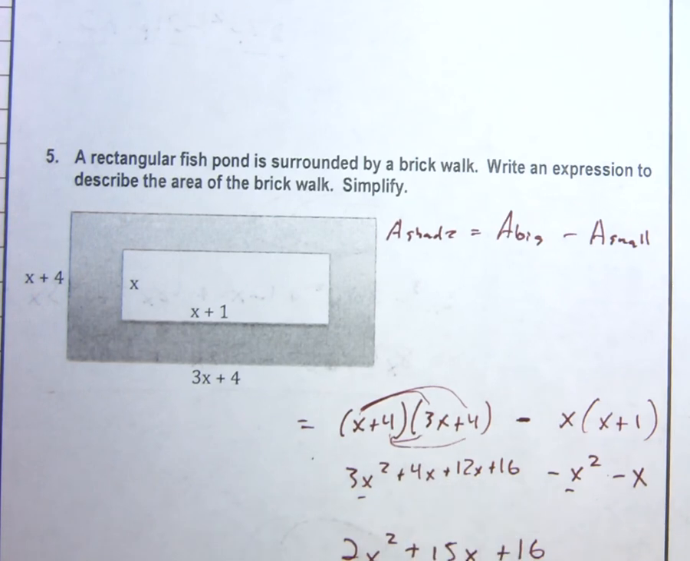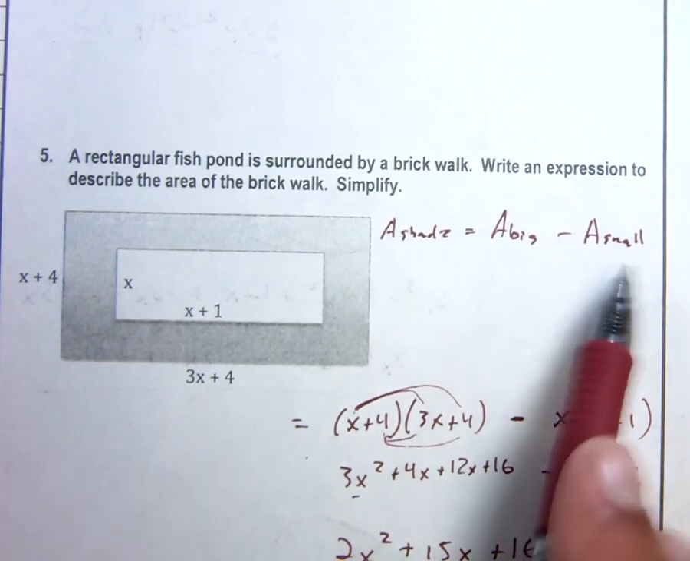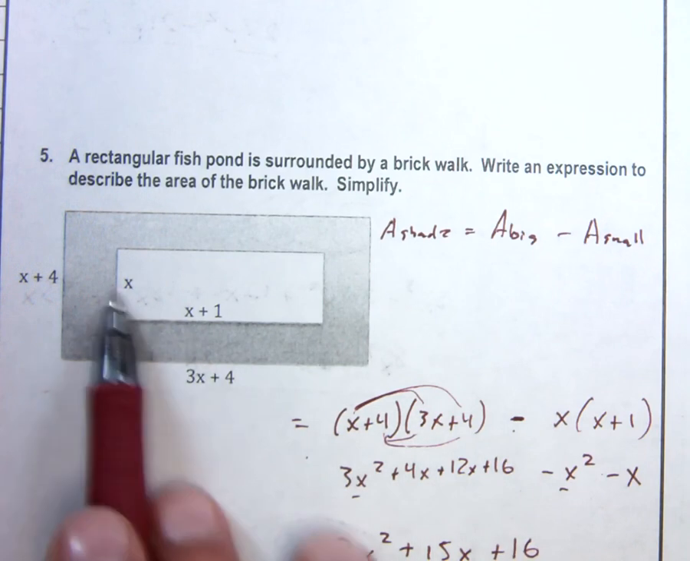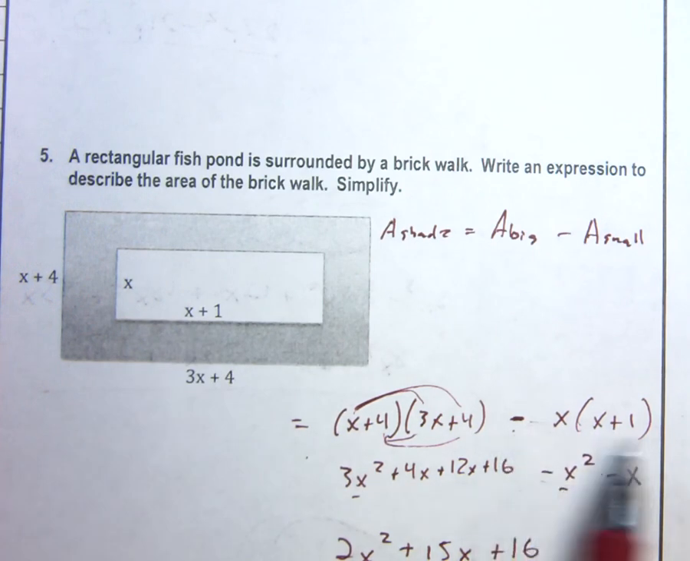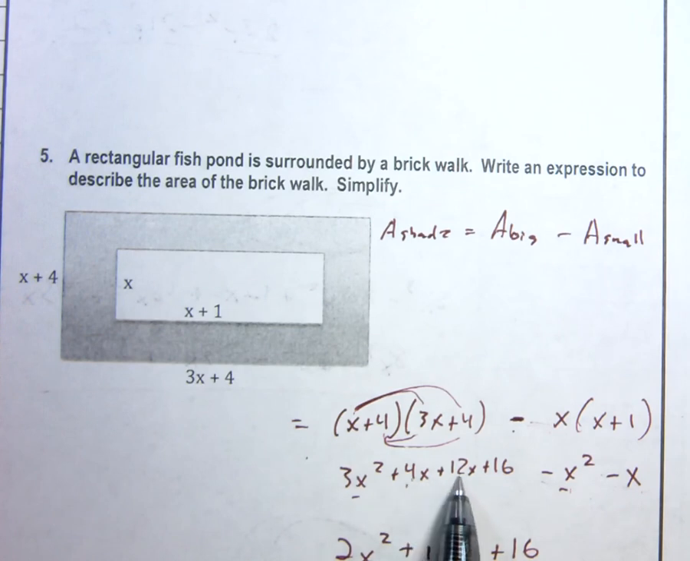Draw my lines. Okay, and then the area of the small one. So we got minus area of the small one is x times x plus 1. So really I treated it like a negative x, so that gave me minus x squared, and it gave me minus x. Subtract the x squared off, I got 2x squared. Subtract an x off, you had 4 plus 12, that's 16 minus 1 would be 15x, and then your plus 16 stays the same. That would be the area of the shaded region.